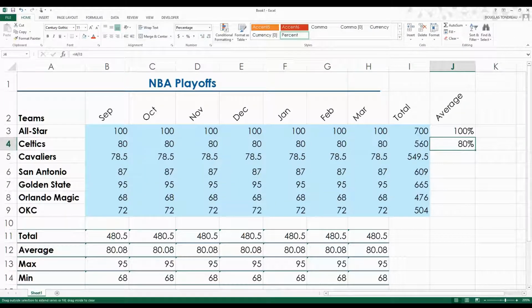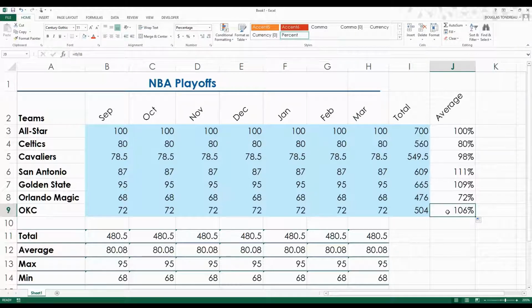But let's watch what happens when I fill handle all the way down here. Oops, something went wrong. I have 98% wins for Cavaliers. That makes no kind of sense. I have 111% wins for San Antonio, 109 for Golden State, 72 for Magic, and 106% for OKC.